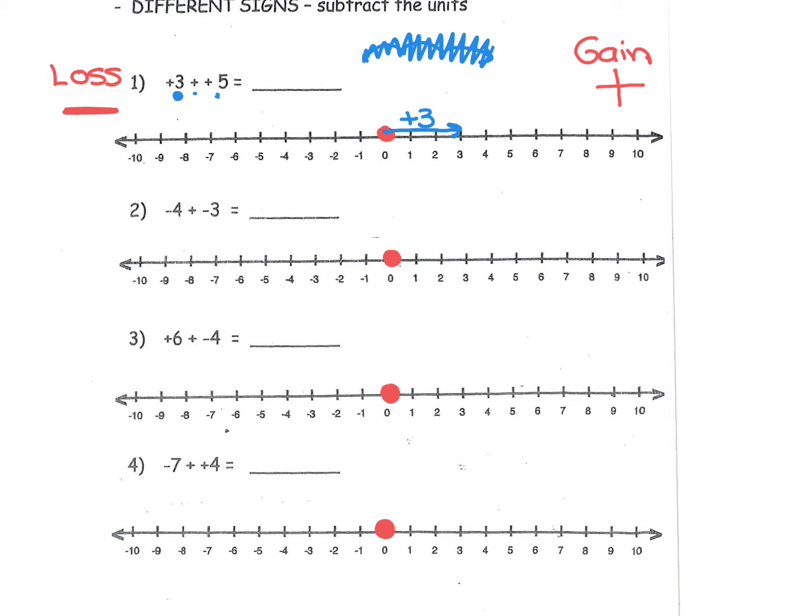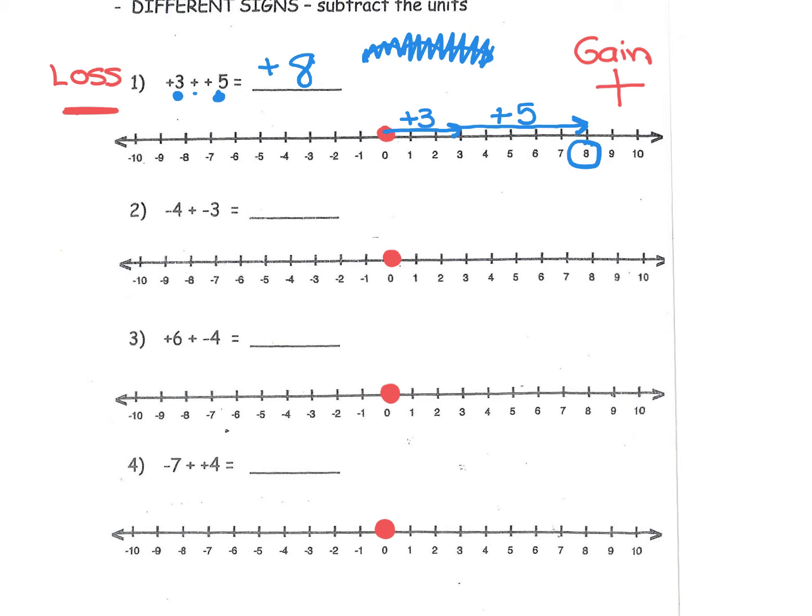And we're going to add to it a gain of 5. Move 5 more units to the right. 1, 2, 3, 4, 5. And label this arrow positive 5. Our arrow or our chip comes to rest at the answer positive 8. Please copy down these notes and write, when you're ready, the answer positive 8 on the line.